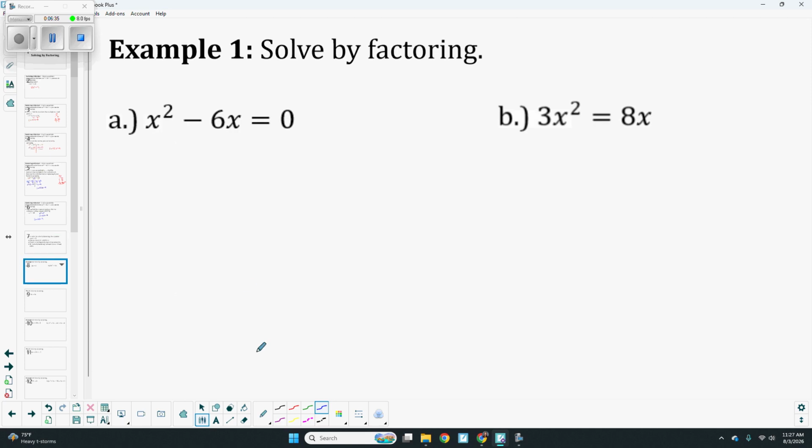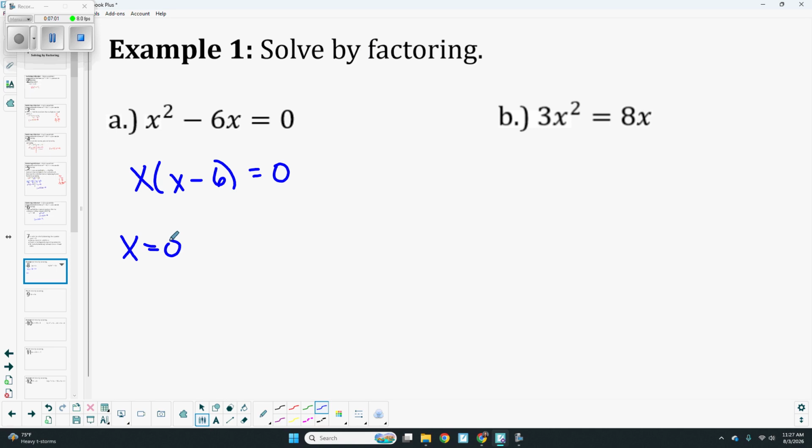So for example 1, solve by factoring. It looks like there's only two terms here. I do have something in common between them, so I'm going to take out a GCF. I'm going to take out an x, and when I do that, I'm left with x minus 6. Oops, lost my marker. Now my factors, even though it doesn't look like this is in a set of parentheses, this right here is a factor all on its own.